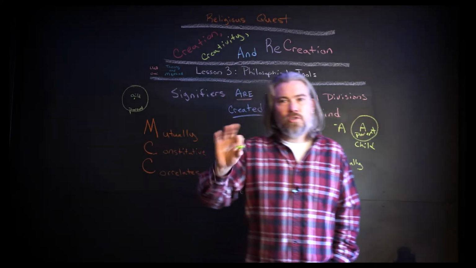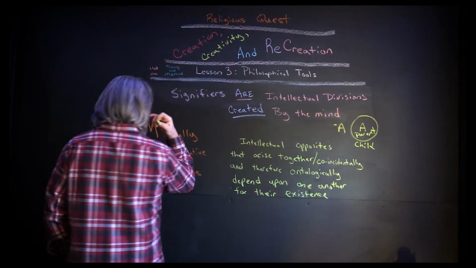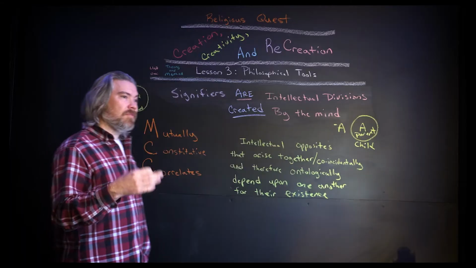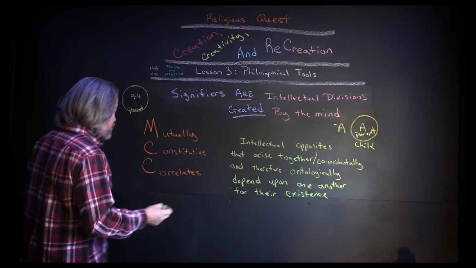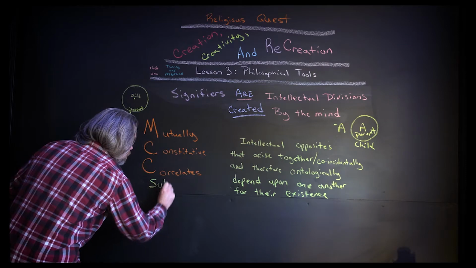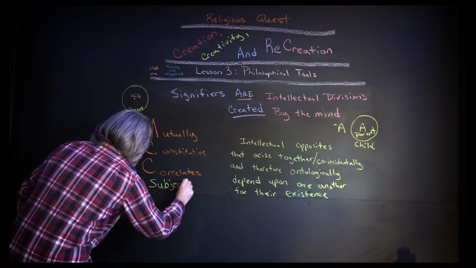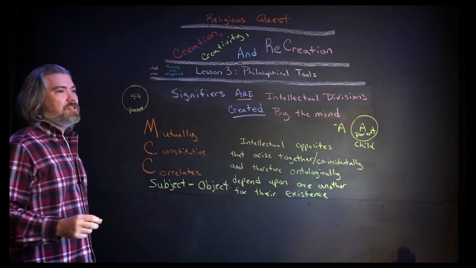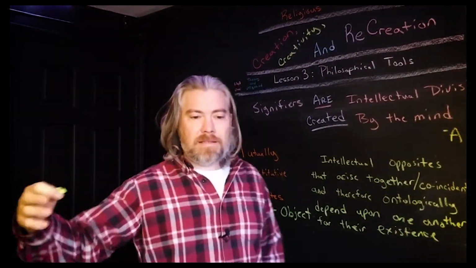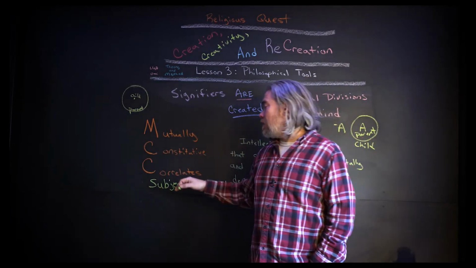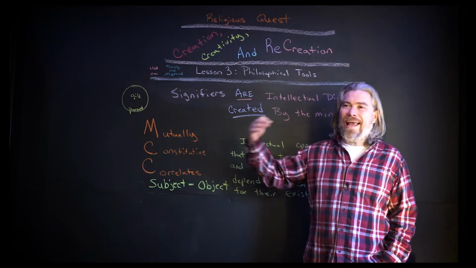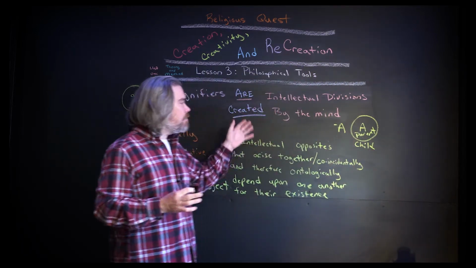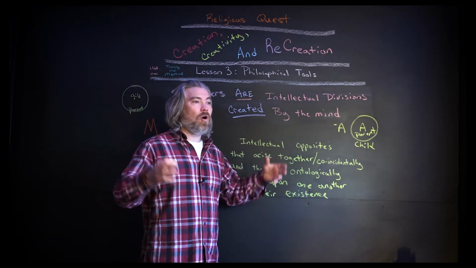And the duality that comes to mind as being especially critically important and right at the heart of the phenomenological method is the relationship between subject and object. Now, subject and object are mutually constitutive correlates. You cannot have one without the other. They define one another. They are divisions created by the mind that arise together or coincidental with one another.